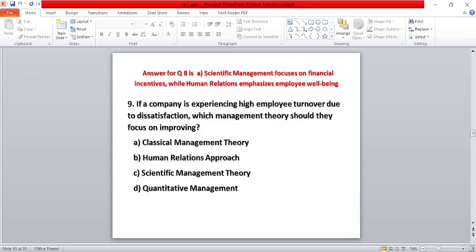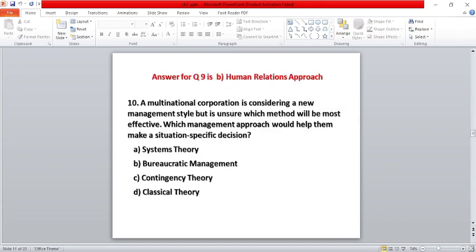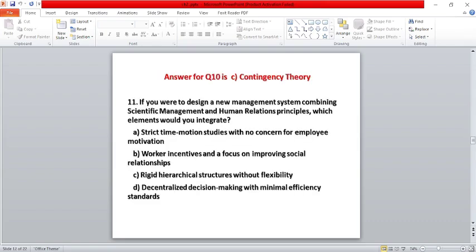Question number 10. A multinational corporation is considering a new management style but is unsure which method will be most effective. Which management approach would help them make a situation-specific decision? A. System theory. B. Bureaucratic management. C. Contingency theory. D. Classical theory. The answer for question number 10 is C. Contingency theory.